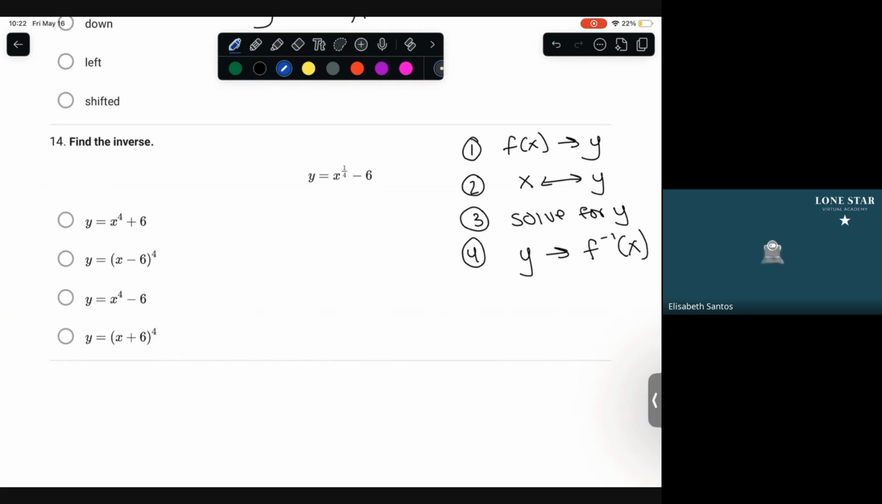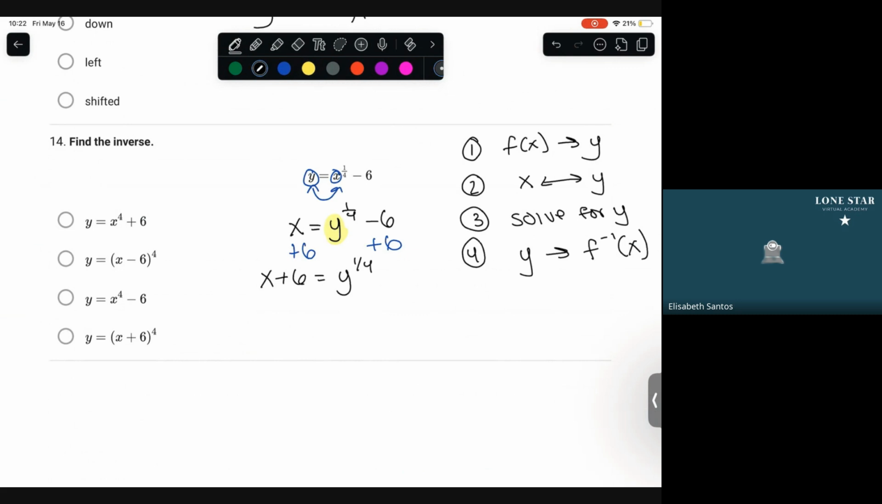Okay, so let's go ahead and switch x and y. So we're only switching those. So we're going to have x equals y to the power of 1/4 minus 6. And then now we're going to solve for y. So we're going to add 6 to both sides. x plus 6 equals y to the 1/4.